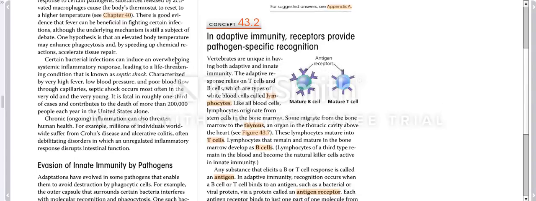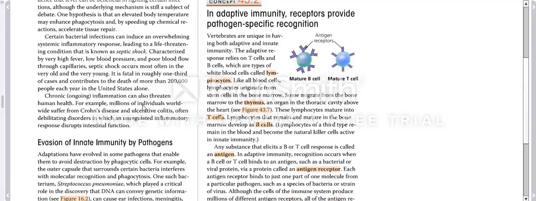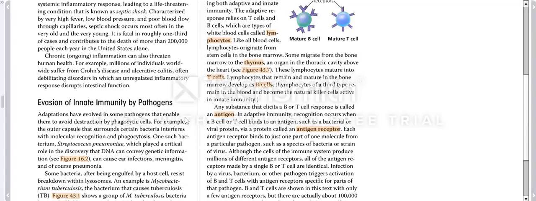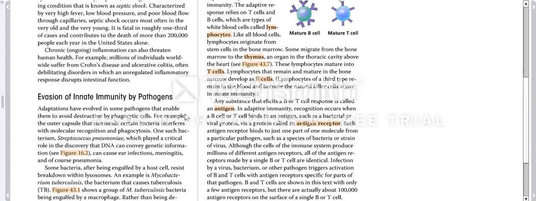So when certain bacterial infections are introduced, they can invoke the life-threatening condition that is known as septic shock from overwhelming systematic inflammatory response. This septic shock is characterized by very high fever, very low blood pressure, and poor blood flow. Septic shock is more susceptible to people who are very old or very young. Chronic inflammation is also an ongoing threat to humans' health. An example of this is Crohn's disease, which is often a debilitating condition in which an unregulated inflammatory response that is ongoing disrupts the intestinal function.